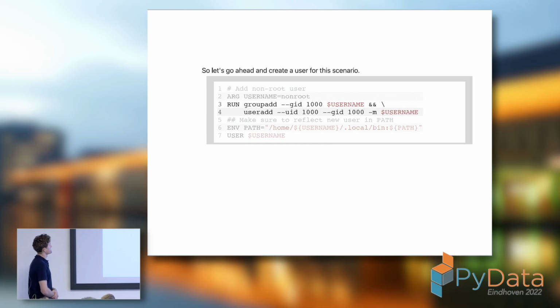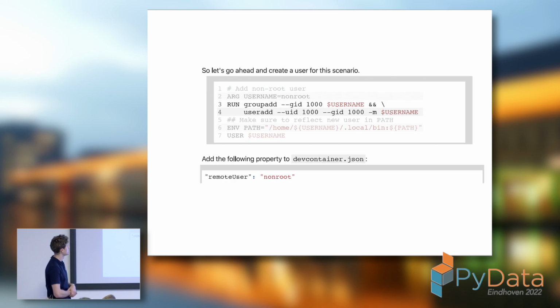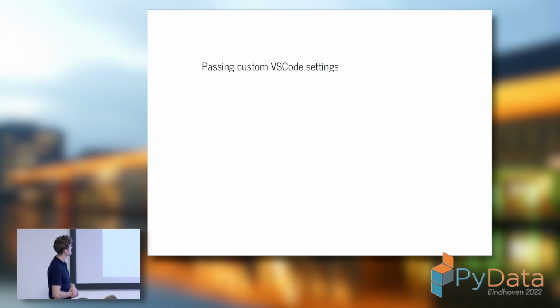So how do we do this? There are two Linux commands relevant for this: groupadd and useradd. Basically add a new user called non-root in this case. And then this is the important part, where we define in our devcontainer.json file with which username we want to log into this container. All right, that's very nice. When we started now, we were connected as non-root instead.